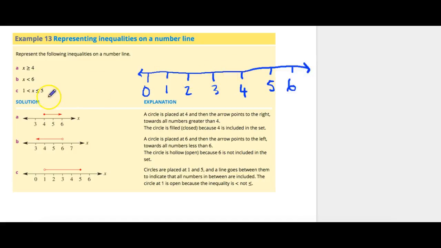All right, so x has to be greater than 1, so we'll do an open circle there. And x has to be less than or equal to 5, so I do my circle at 5, but this time I shade it in. And this basically means x is between those 2 numbers. So I'll just draw a line going across like that. And you can see the solution there as well.